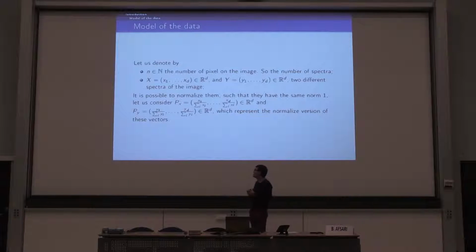And now, what kind of representation are we going to use on our data? We are going to consider that each pixel is a vector, but that's normal. A vector of dimension d, where d is the number of spectra in our image, and we can represent this vector by the probability mass function, written px and py.